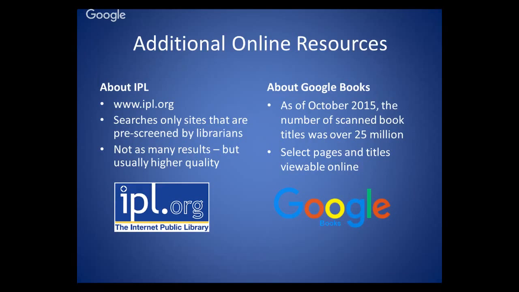Now, Google Books. Google Books is pretty great in that, as of October 2015, it's already scanned book titles of 25 million plus. Unfortunately, a lot of it is just select pages and titles that are viewable online. It might be good for students, though, in starting off research, that they're able to view a certain amount of a book, a certain paragraph or quote, and then try to find it at a local library or through interlibrary loan.